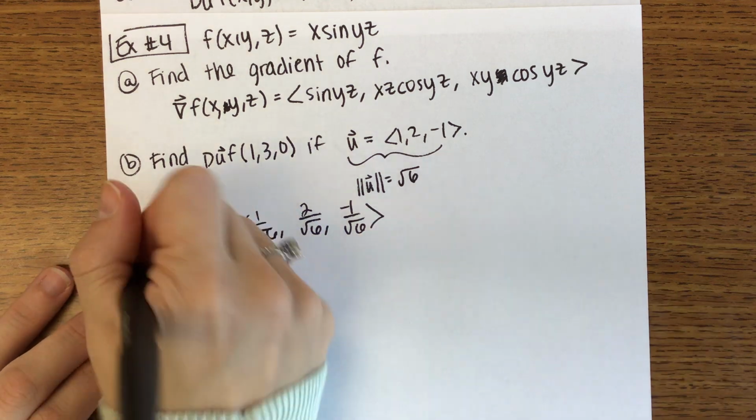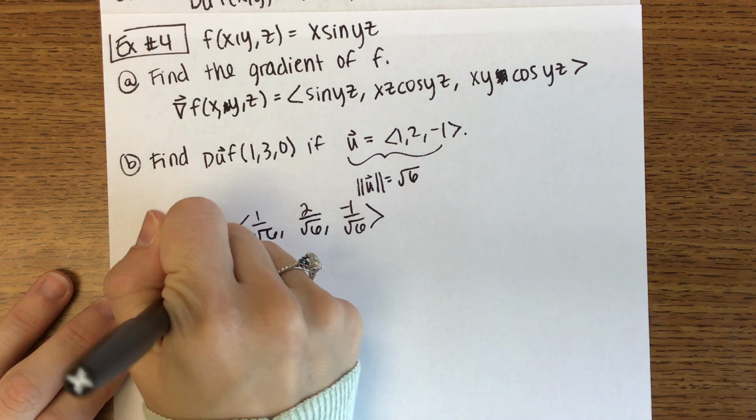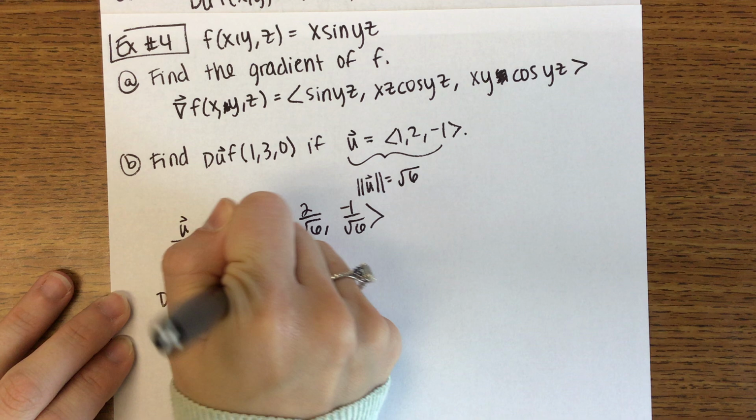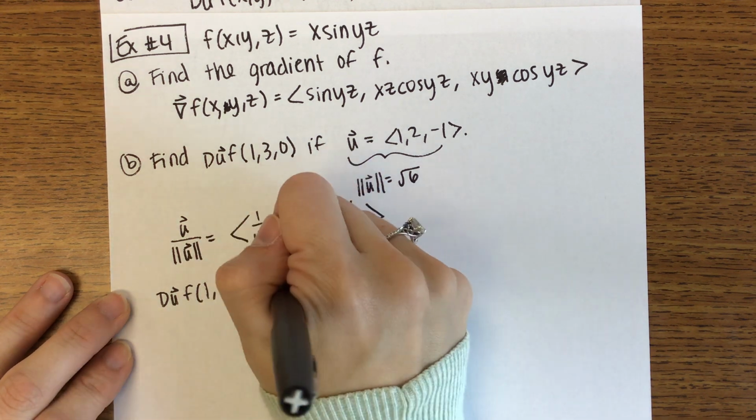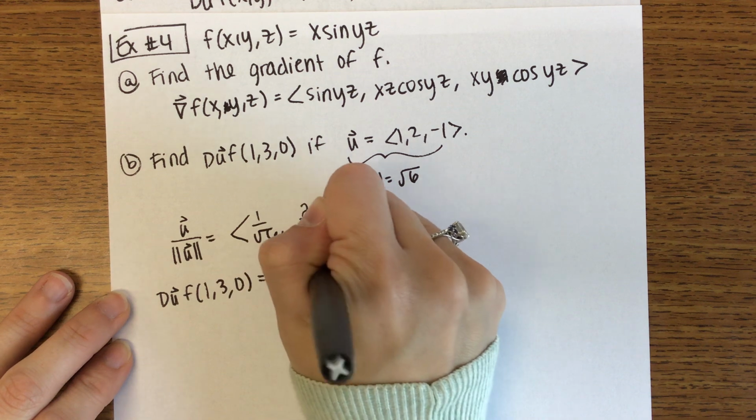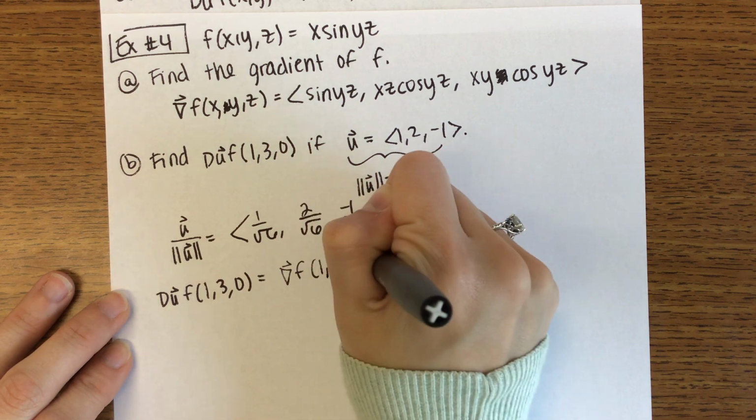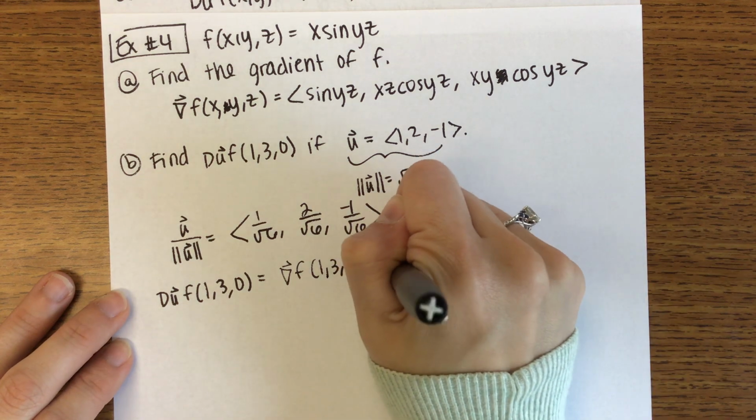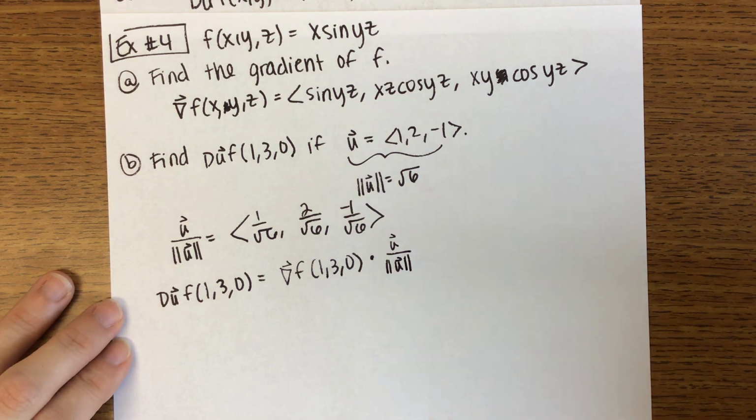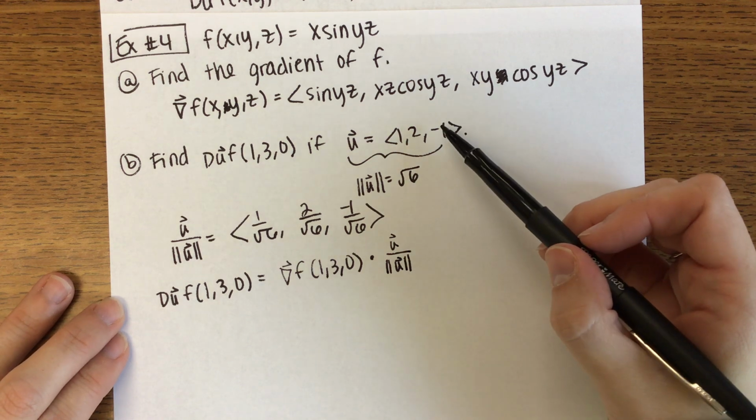Finally, we can calculate the directional derivative at our point (1, 3, 0). That'll be the gradient at the point (1, 3, 0), dotted with our direction. Before I wrote u, but in this case u is not a unit vector, so I'm going to write it as a unit vector.